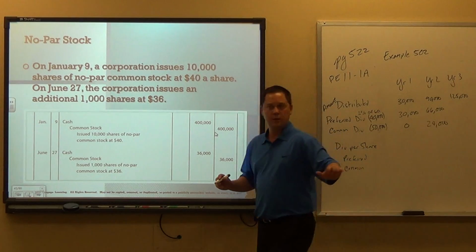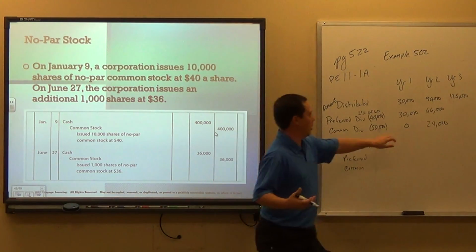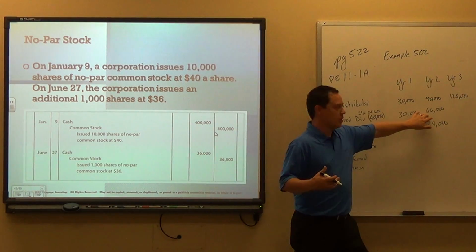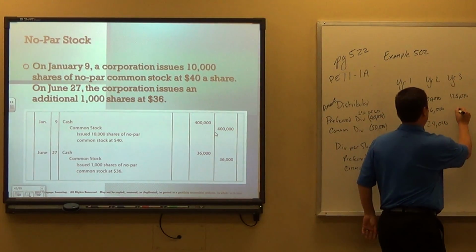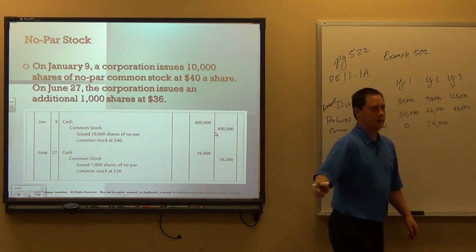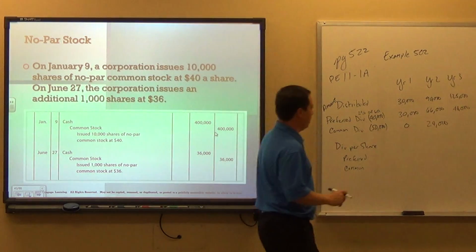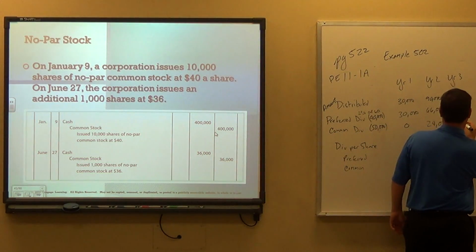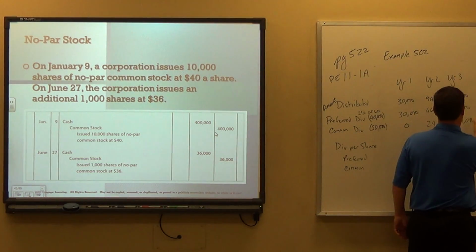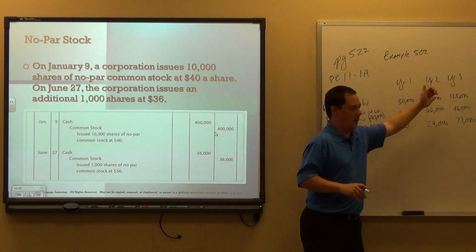Questions so far? Okay, now the last year. We don't have any arrears, right? We don't have anything that's owed to us. So they get the full 48 into our preferred, and the rest of that will go to common stock. That would be 77,000. All right, so now I have the breakdown of what they got paid.